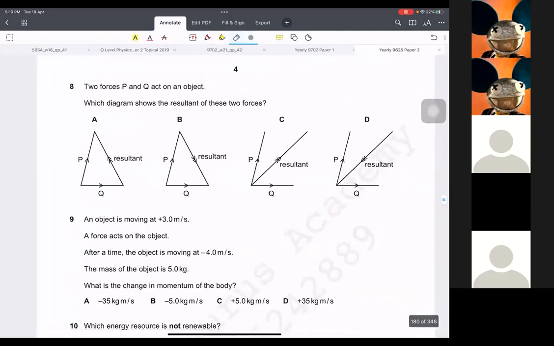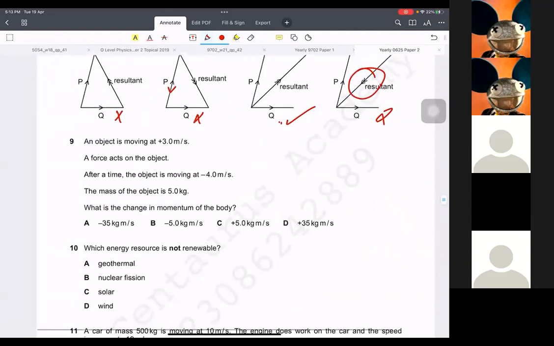Which diagram shows the resultant force of two forces, P and Q? This is absolutely wrong, because the resultant force should follow the head-to-tail rule, then it should be like this. Then it would be correct. That's wrong. This seems correct to me, with the resultant force in the middle. This is wrong. Can't be like this.